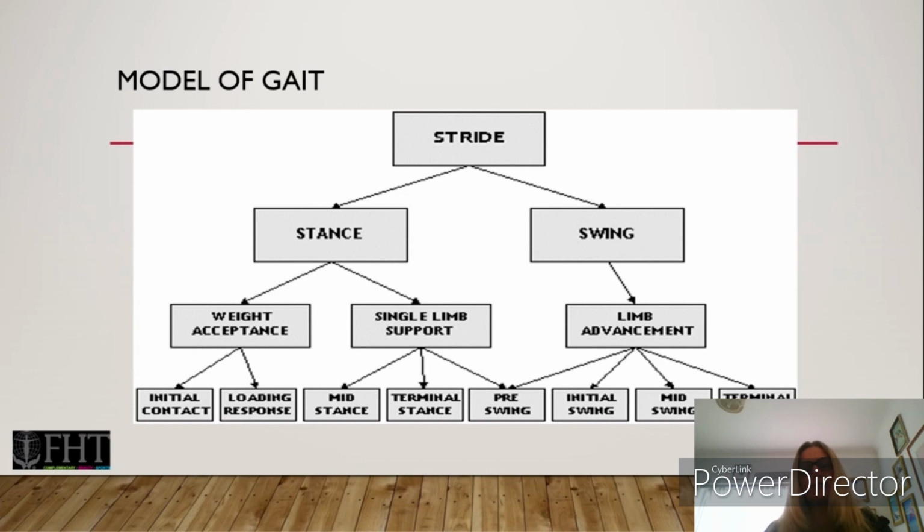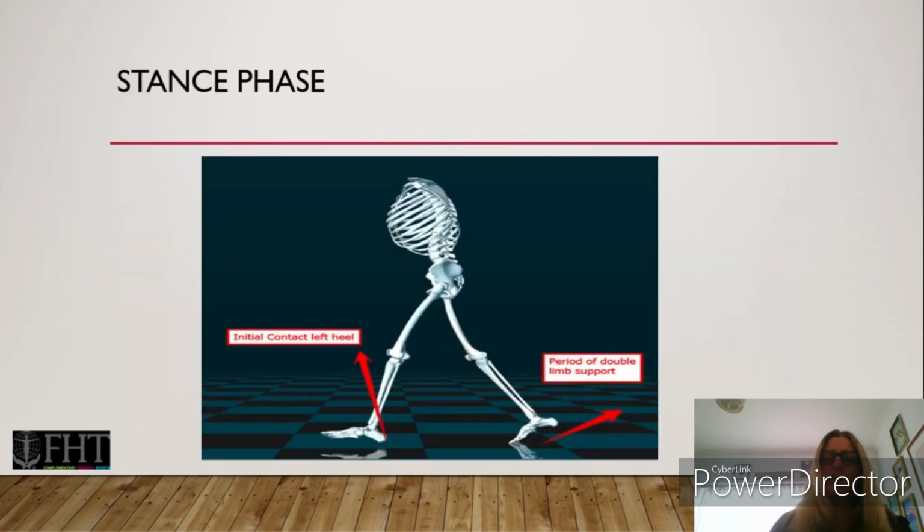So I'm going to explain these 8 sections, very briefly, just so that you can have some form of understanding. So the first one is the stance phase. So this is initial contact, and this is where we normally start with the first phase of gait.